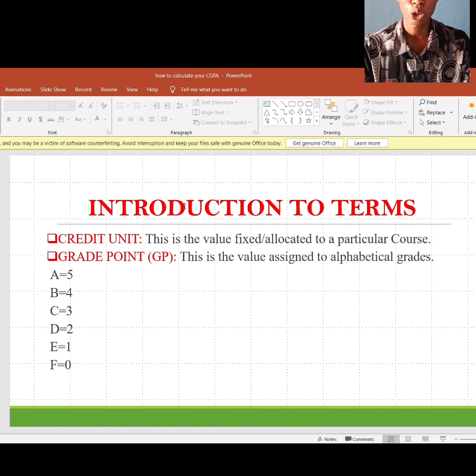Now, briefly, I'll just run through the terms you need to note so that you can calculate it yourself. I'm not going to be calculating your CGPA for you, but at the end of this video, you should be able to calculate it rightly.